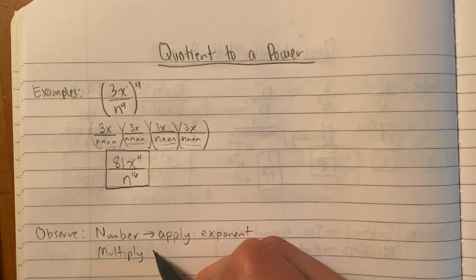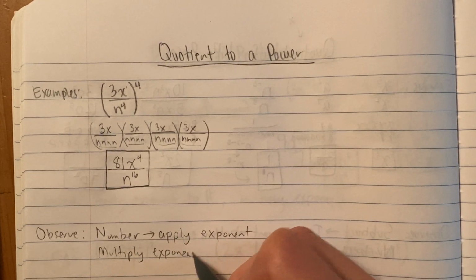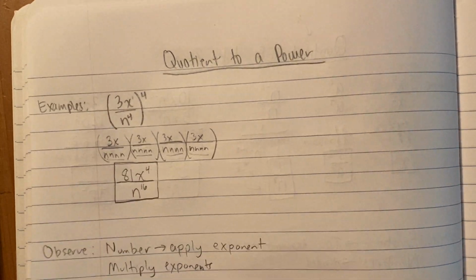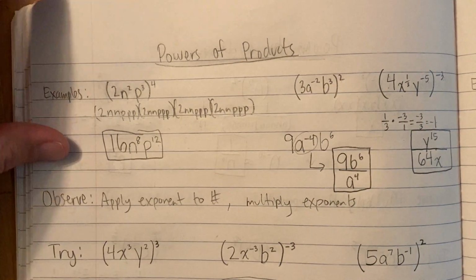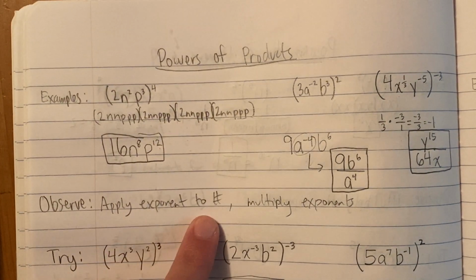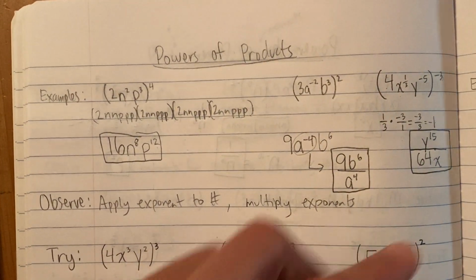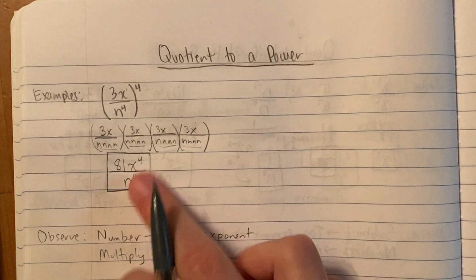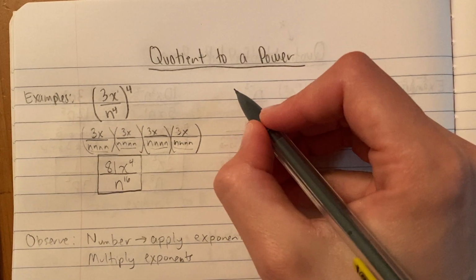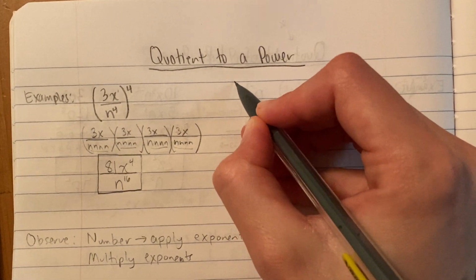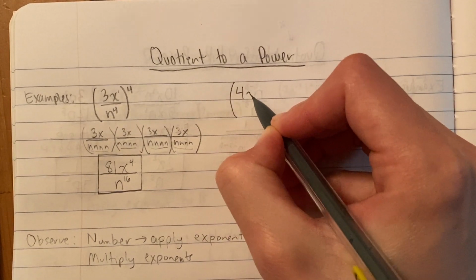So what I want you to see is that this is very much just like a product to a power, right? We have the same observations. We apply the exponent to the number and we multiply the exponents, so it's the same. We just have to keep the top and the bottom separate here. Now where it gets a little bit tricky, where there's another step thrown in, is when you have something like this.